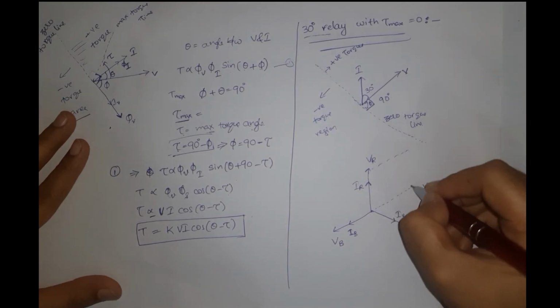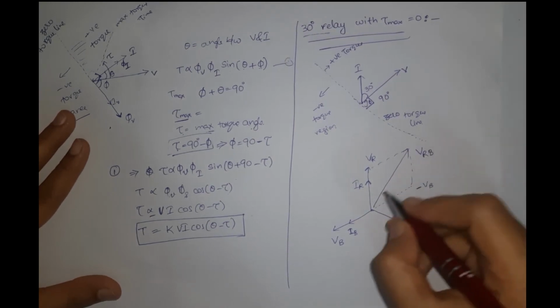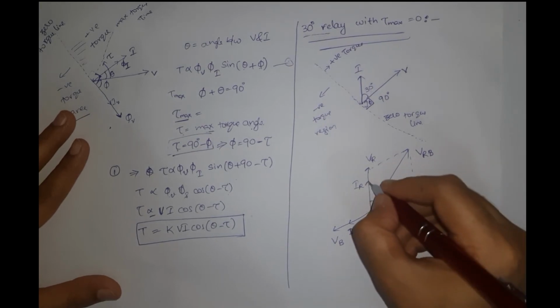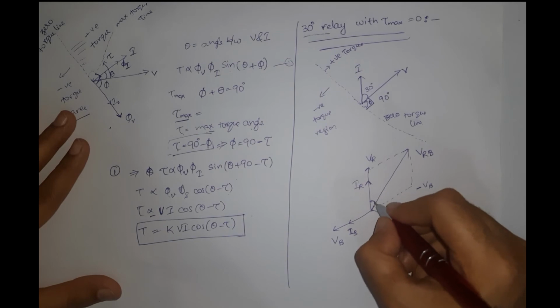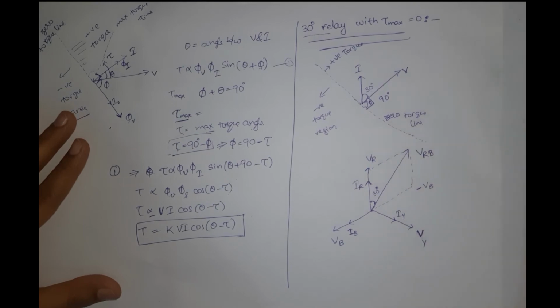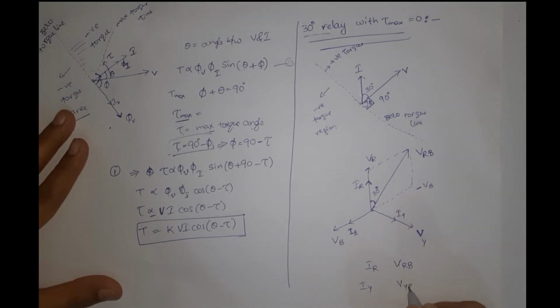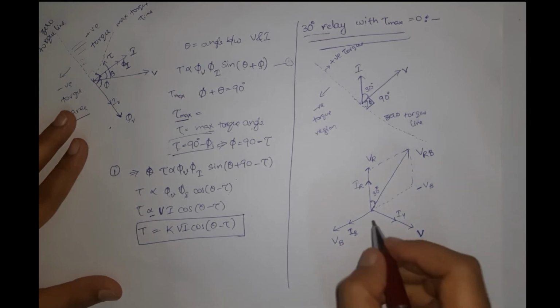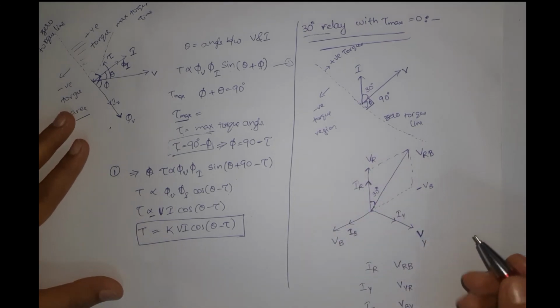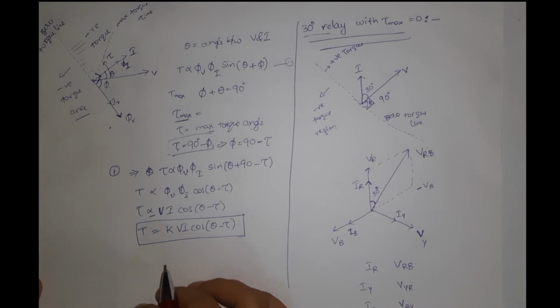If you take its resultant, we will be getting VRB. So the current supplied to the current coil is 30 degrees leading with the voltage supply. Here IR corresponds to VRB, IY corresponds to VYR, IB corresponds to VBY, in the same method, right? Extend all these lines and if you take the resultant, you will be getting it. So this is about the 30 degrees relay with maximum torque angle of 0 degrees.